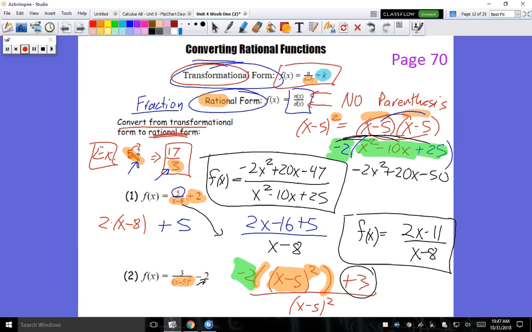So transformations from before, we did f of x was the original, and g of x was the change, or the changes. Here, even though we're working with transformational form, please don't get confused and change this to g of x. If it starts off as f of x, it's going to still finish as f of x. They're just two different forms.